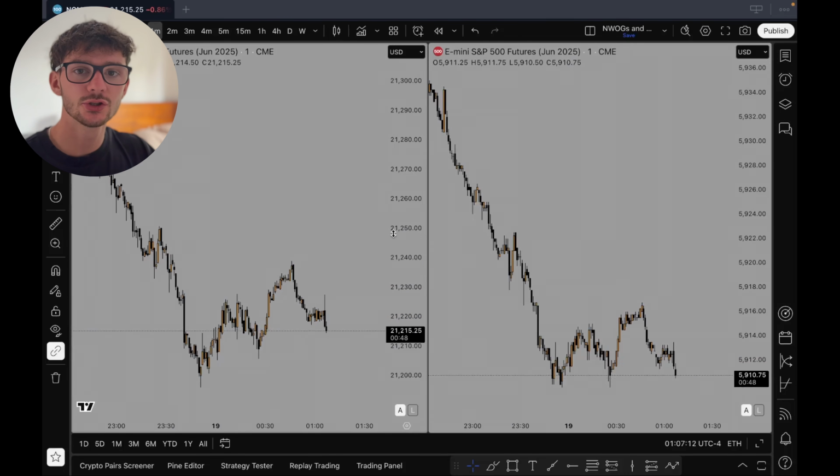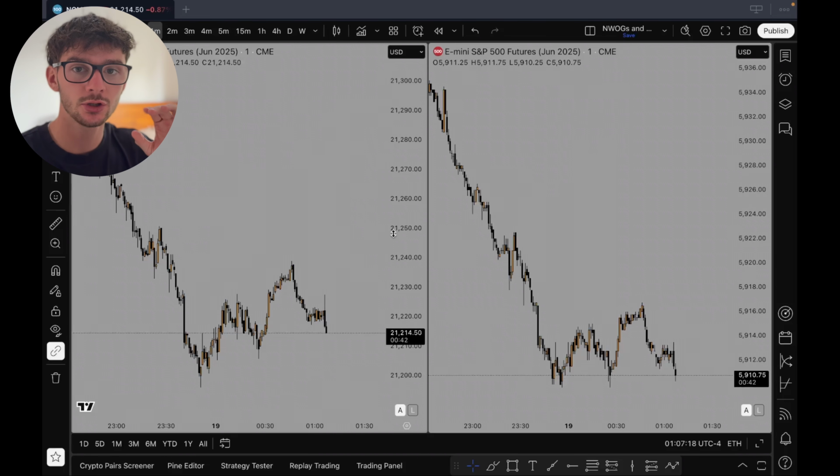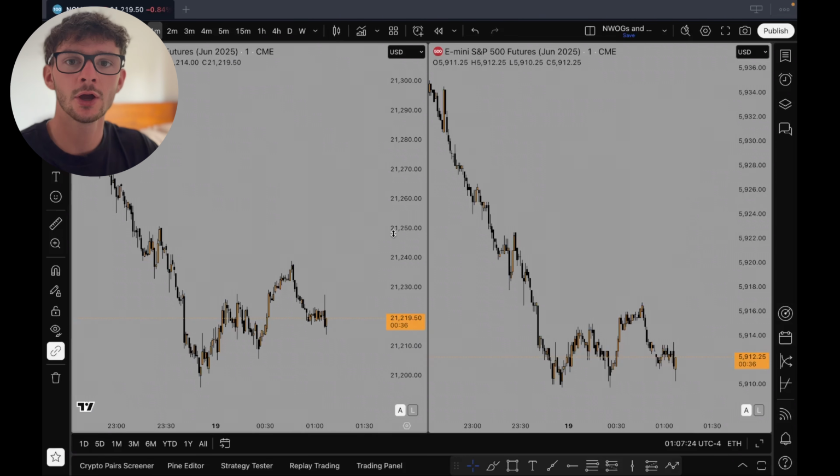Now, one thing I want to tell my younger self is to not overthink SMT. SMT is one of those things that I want you to use as an added confluence. It should not be the start of an idea or something that warrants a trade entry. It's simply something you can add to essentially any reversal model, because typically it is something you'll use for a reversal, not really so much a continuation, although it can be used for continuations.